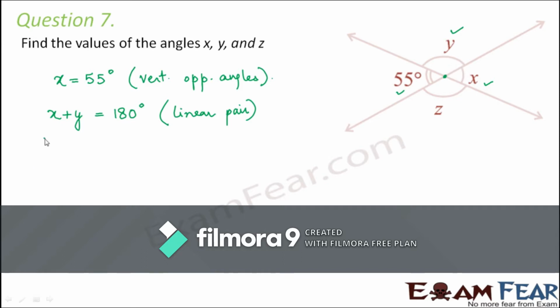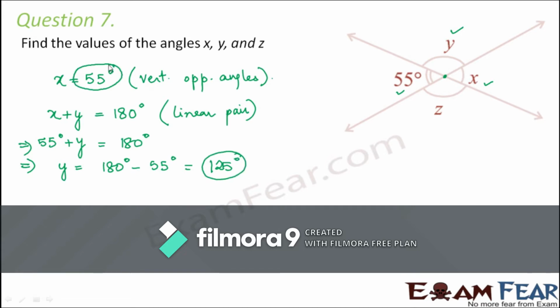Now the value of x is 55 degrees, plus y is equal to 180 degrees. Therefore, you can say that y is equal to 180 degrees minus 55 degrees, which is equal to 125 degrees. So this would be the value of y. So we found out y, we found out x.